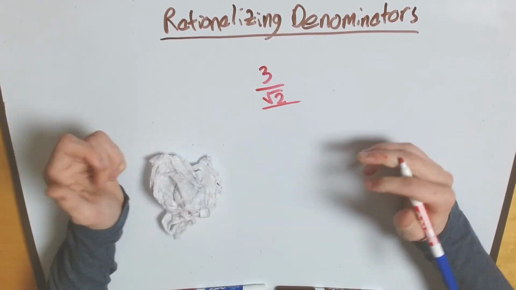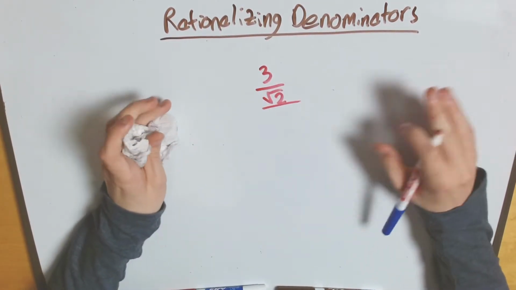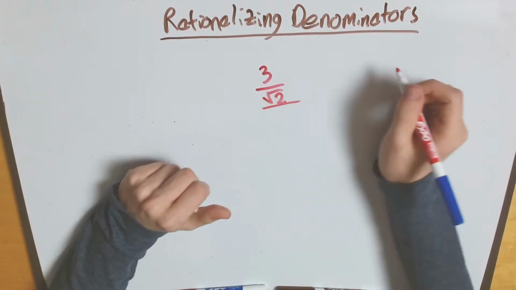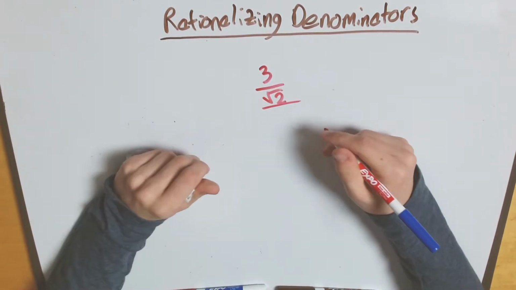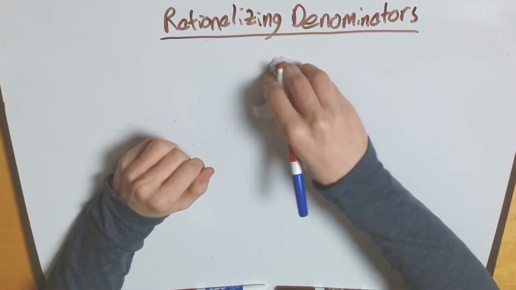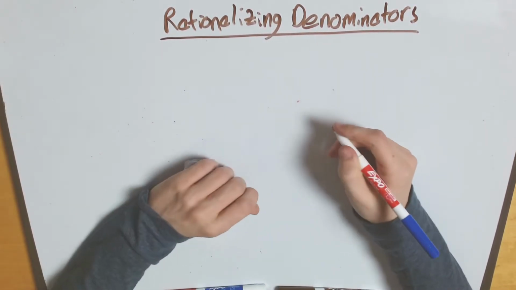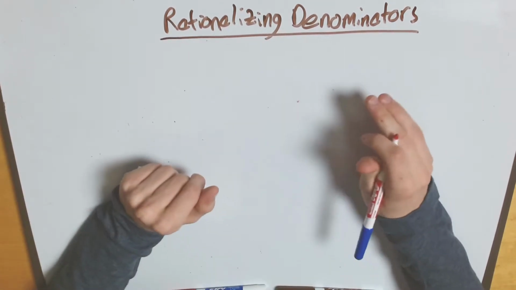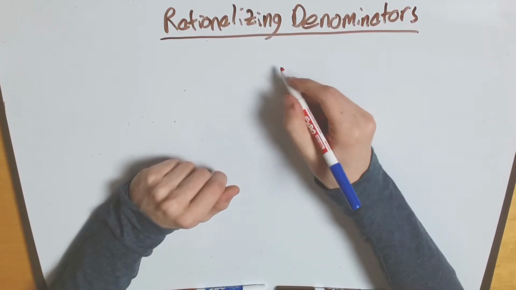Like if your teacher says, okay, make sure to simplify all your work on this test, and this is your answer, well, she might deduct points because you don't have it fully simplified. So how do you fully simplify or rationalize a denominator? It's simple. You get rid of any roots whatsoever. I'm going to show you how to do it.